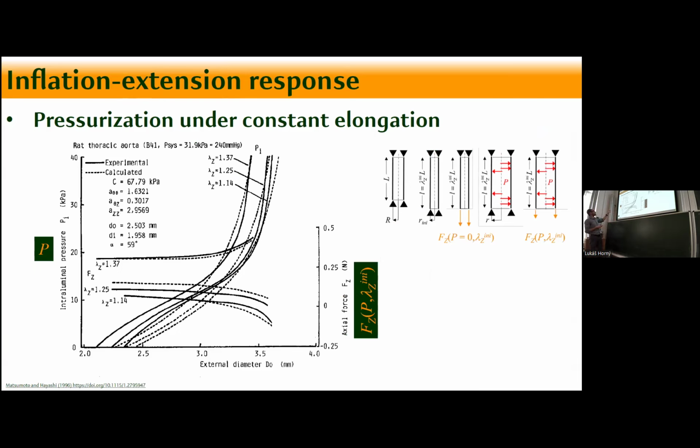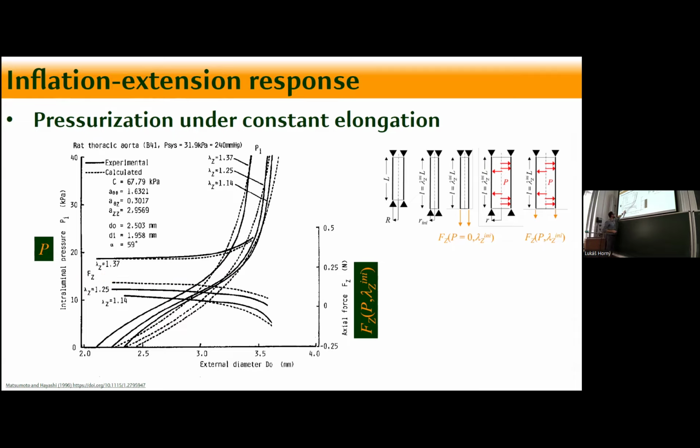The same result with the right thoracic aorta. The picture is somewhat more complicated because we see two independent behaviors. On the left side is the relationship between pressure and external diameter. So external diameter, as a consequence of the increasing pressure, increases. And on the right side is the dependence on the axial force. So these curves correspond to the relationship between pressure and external diameter, these horizontal curves. Sorry, I'm not so skilled with this pointer. So these are the values of the axial force.